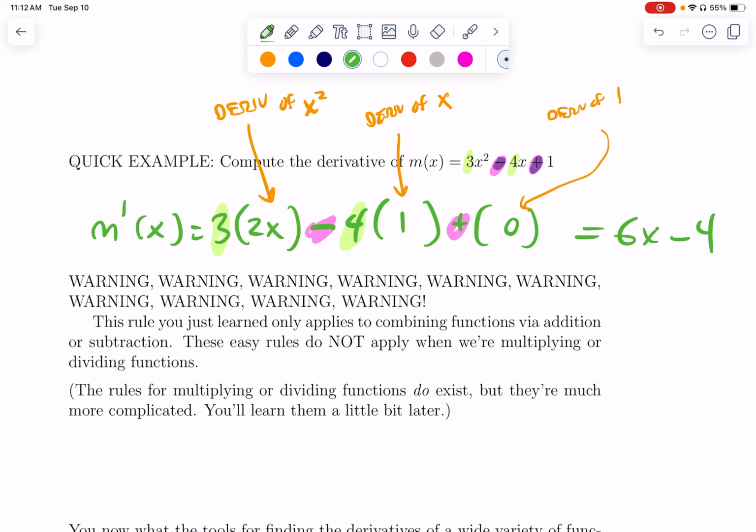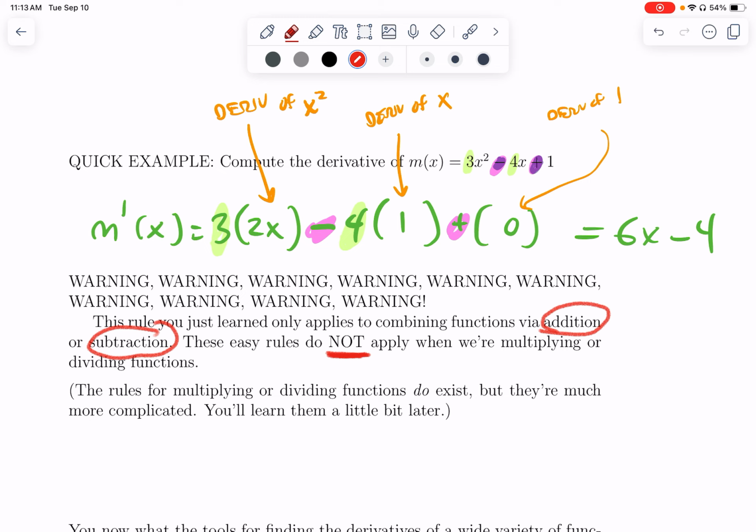Let me give you an enormous warning. This rule that we've just used applies only when we are combining functions by adding them or subtracting them. If we are adding functions together and want to know the derivative, we can do the intuitive thing. If we are subtracting functions and want to know the derivative, we can do the intuitive thing. This rule does not apply to multiplication and division.